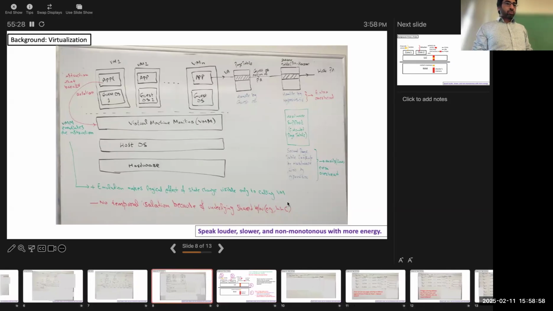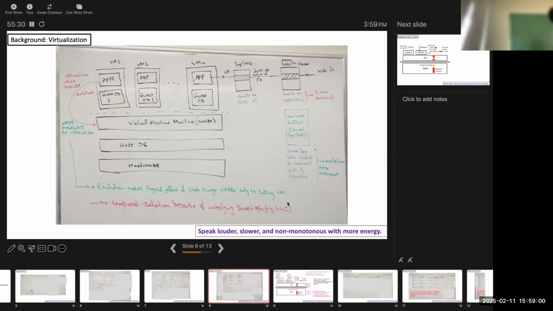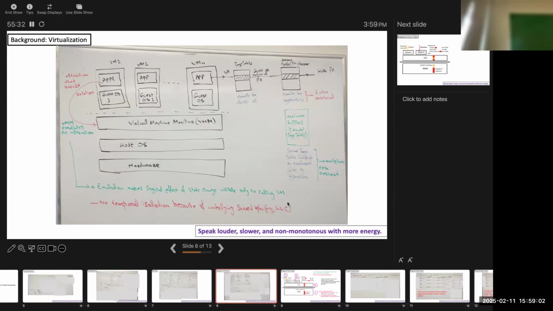Any questions? So basically the takeaway of this slide is that there are still shared side channels available in the virtualized environment, which can be exploited, and LLC is an example of that. Any questions?